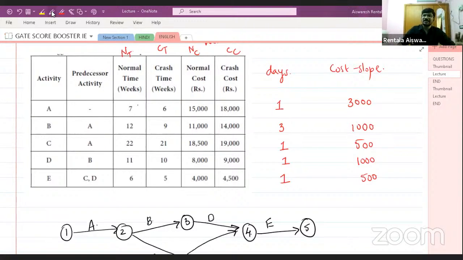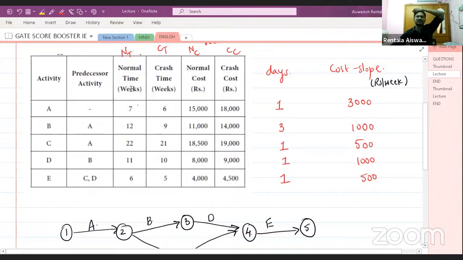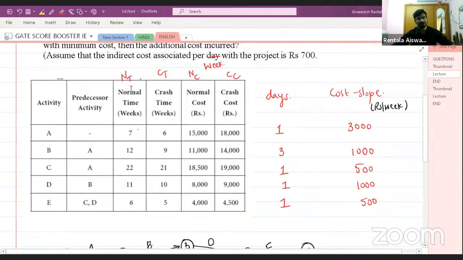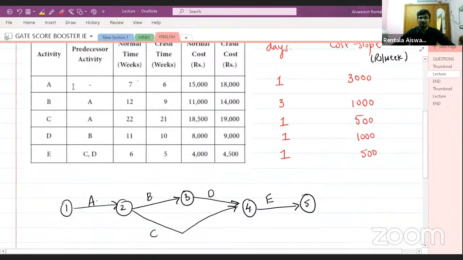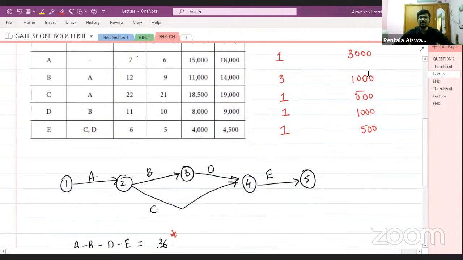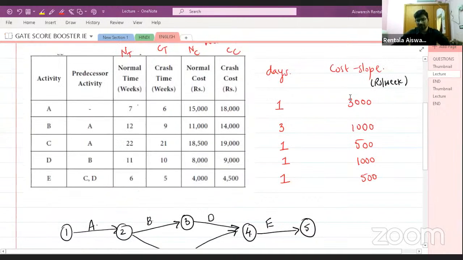Okay. So this is the additional amount which you have to pay, rupees per week. Okay. So generally we come across questions where the duration will be given in terms of days, but here it is given in weeks. Do not worry. So if you want to crash the activity A by 1 week, then you have to spend additional amount, which is rupees 3,000.